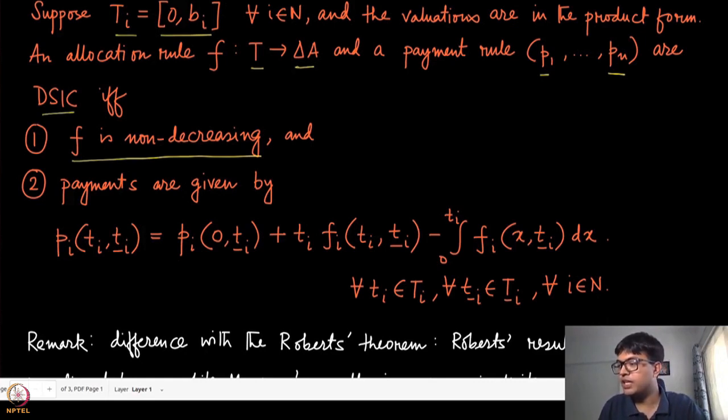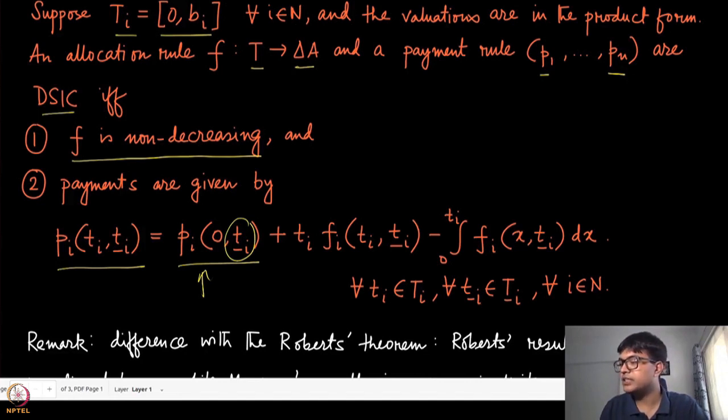The first part you can denote that. This is the payment for agent i when the type profile is (t_i, t_{-i}). It has one component which is a constant component from the view of player i. It may depend on t_{-i}, but in this context, from the view of player i, the types of the other agents are held fixed. So it is like a constant for that player. We will typically refer to this component as the constant component of the payment function.